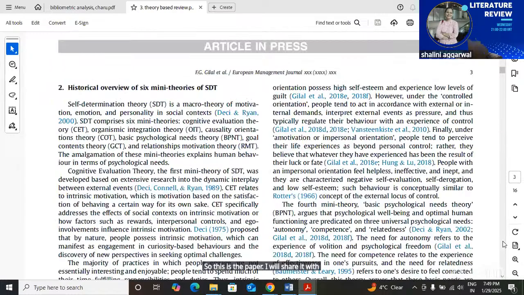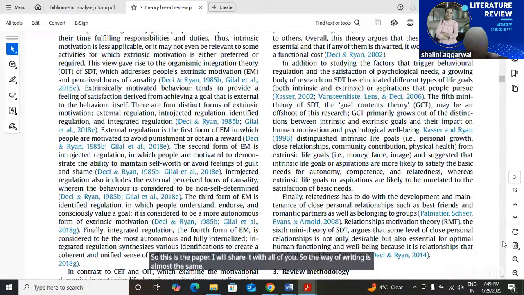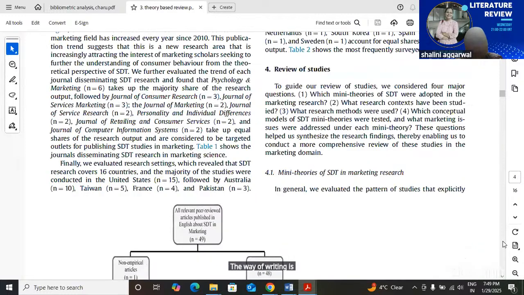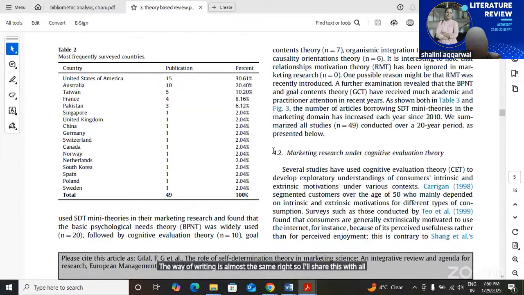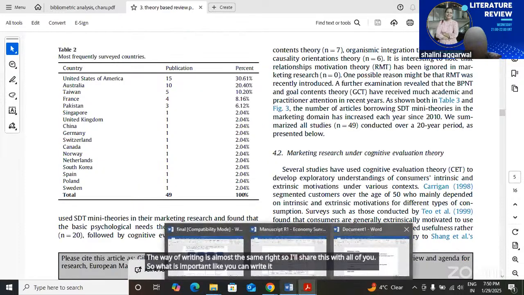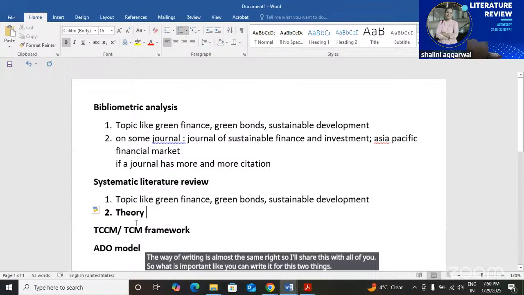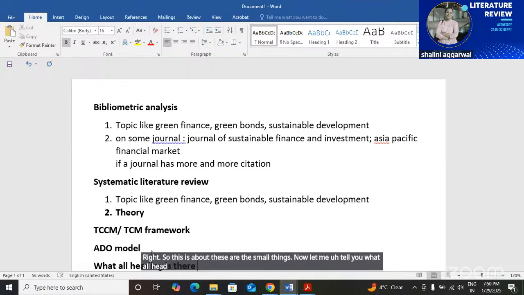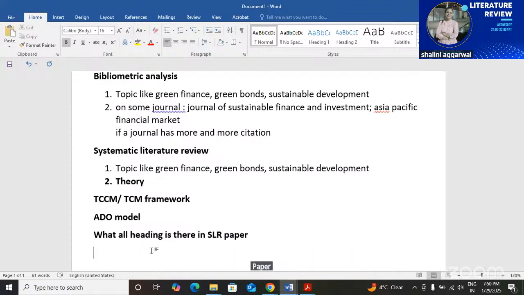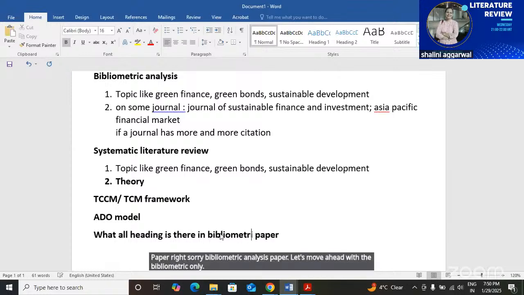The way of writing is almost the same, right? So I'll share this with all of you. So what is important is that you can write it for these two things, right? These are the small things. Now let me tell you what all headings are there in an SLR paper. Sorry, bibliometric analysis paper. Let's move ahead with the bibliometric only.